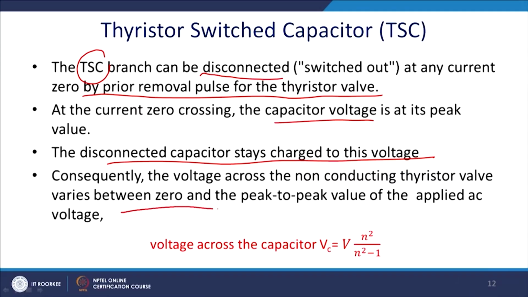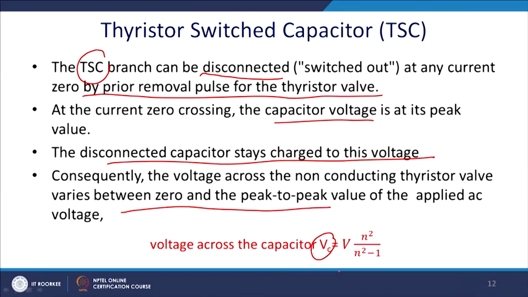So, that is extra effort you require to put in to discharge the capacitor once it is switched off. Consequently, the voltage across the non-conducting thyristor valve varies between 0 and the peak value of the applied AC voltage, and the voltage across the capacitor will be Vc equal to V n square minus 1. So, if n is quite large, this can be neglected. So, V will be equal to Vc.